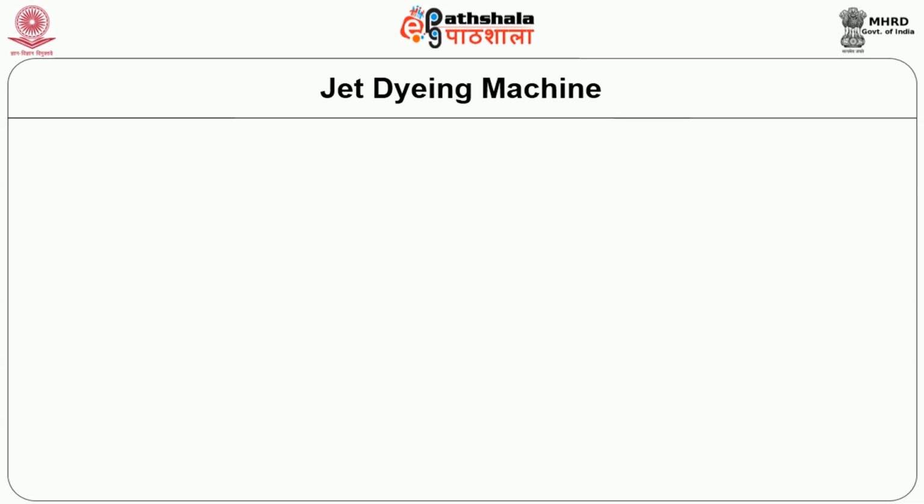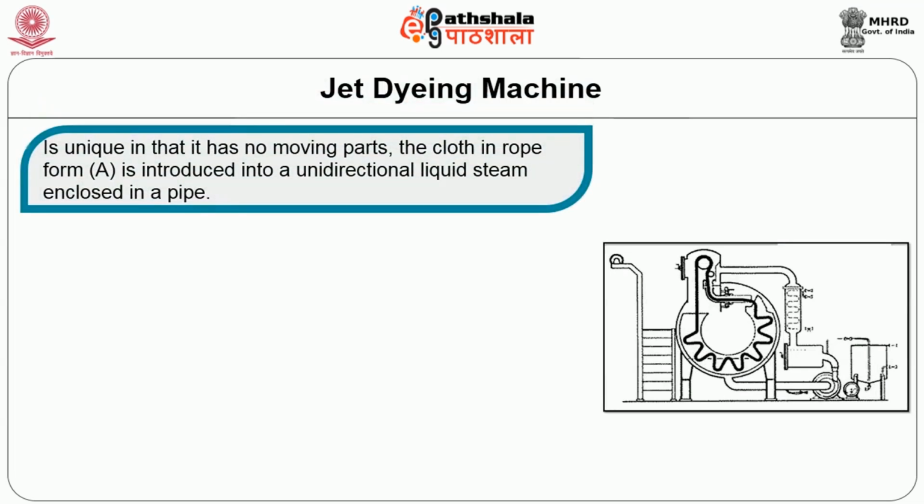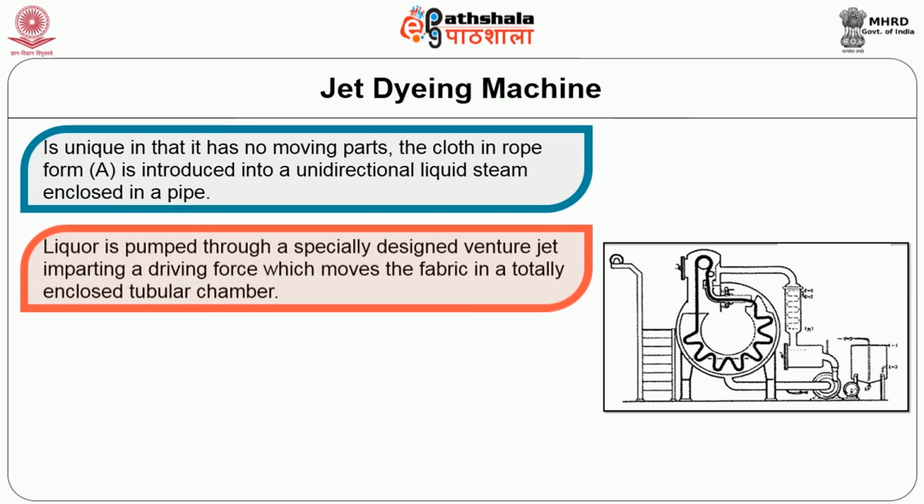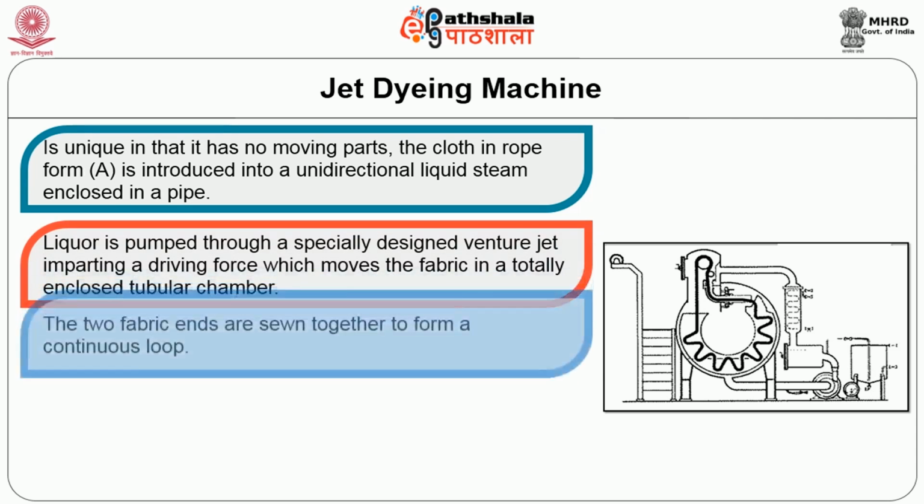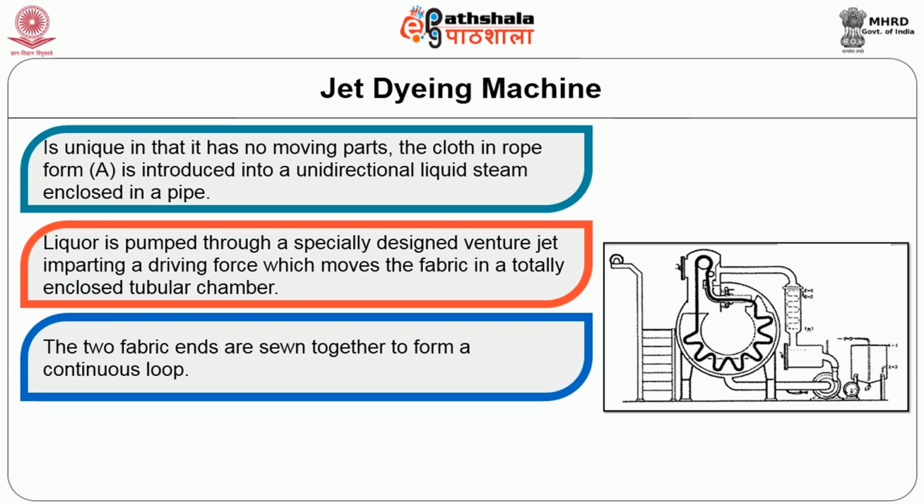The next is the jet dyeing machine. It is unique in that it has no moving parts. The cloth in rope form A is introduced into a unidirectional liquid stream enclosed in a pipe. The liquor is pumped through a specially designed venturi jet, imparting a driving force which moves the fabric in a totally enclosed tubular chamber. The 2 fabric ends are sewn together to form a continuous loop.